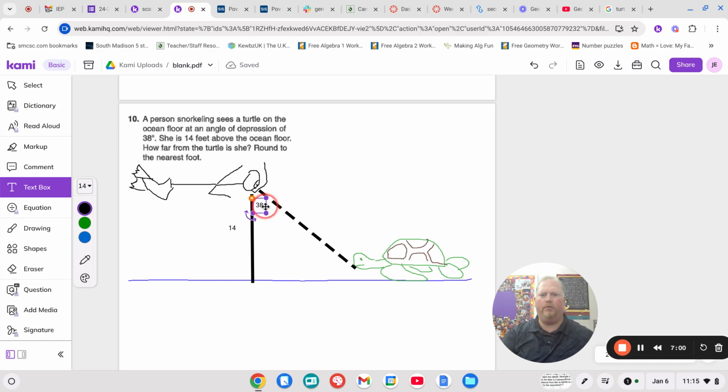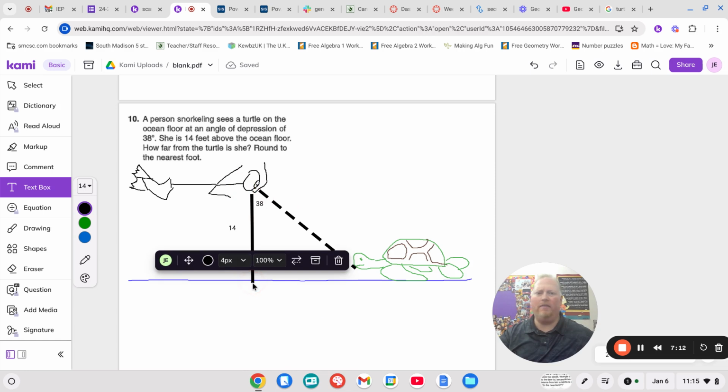So some people will put it right there and say because she's looking down at the turtle, that's where the angle has to be. But notice when I put that angle there, that angle is formed by the dotted line and the vertical distance to the floor. You never want to put it with the vertical, always with the horizontal. So that 38 really needs to be down there.